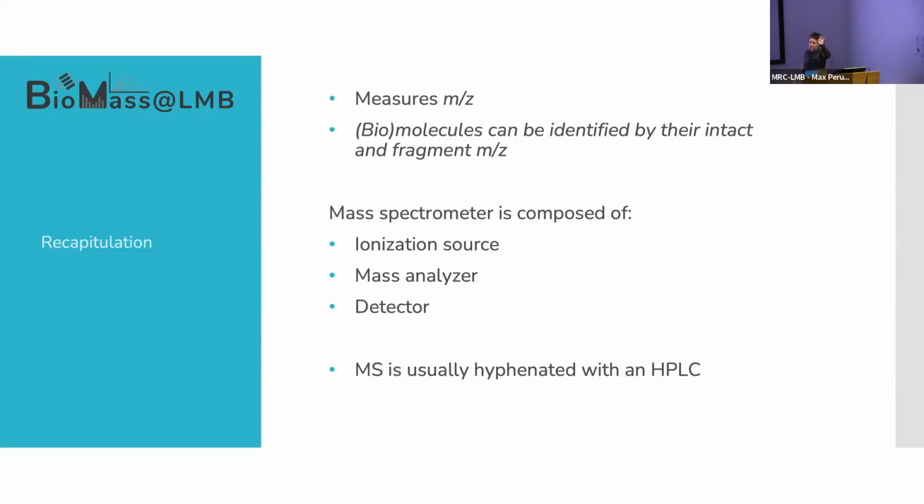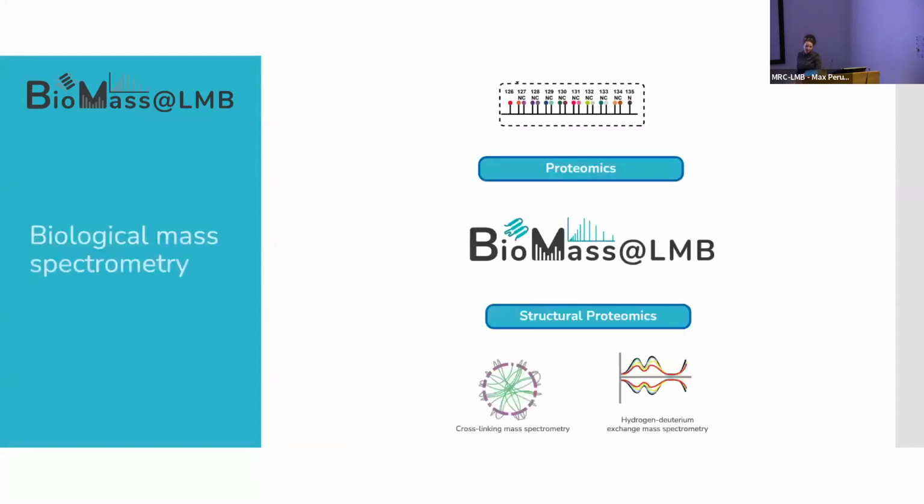A mass spectrometer has three main components: ionization source, mass analyzer, and detector. And these are usually the ones that characterize the mass spec. It has many more components, but these are the key ones. And it's usually coupled to an HPLC because we need to give the mass spec time to analyze our samples.